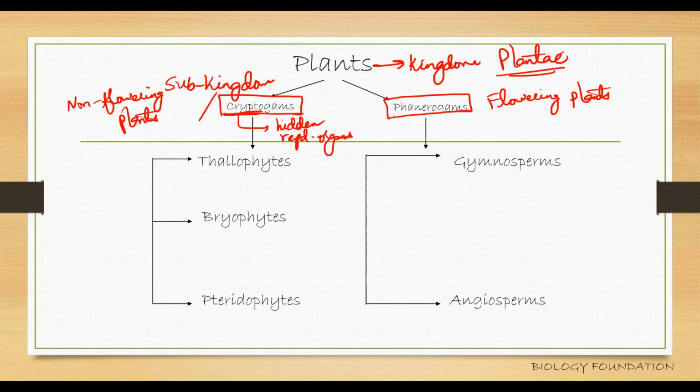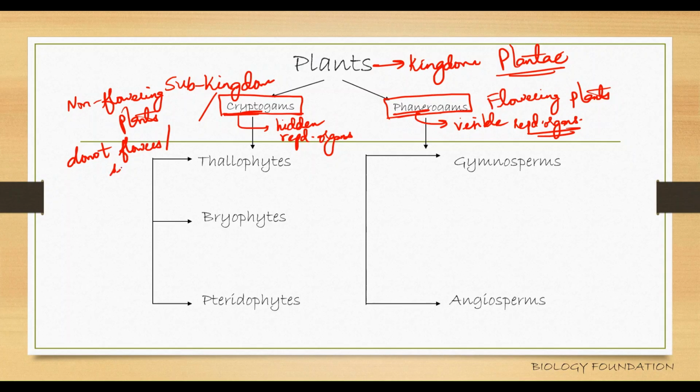What is meant by phane? Phanero means they have visible reproductive organs in them. Okay. So basically, plants belong to the kingdom Plantae, but again they are subdivided into two subkingdoms. The first one is known as cryptogamy or cryptogams, which are known as non-flowering plants. As the name suggests, these plants do not produce flowers or seeds.